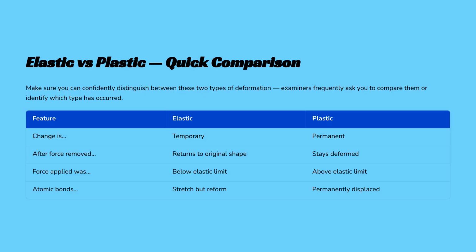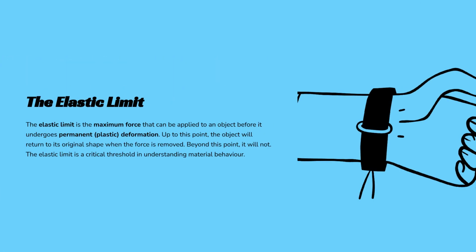Here is a quick comparison. Elastic changes are temporary and return to the original shape, whereas plastic changes are permanent and leave the object deformed because they exceed the elastic limit. The elastic limit is the maximum force an object can withstand before it undergoes permanent plastic deformation. It is a critical threshold for understanding how materials behave.